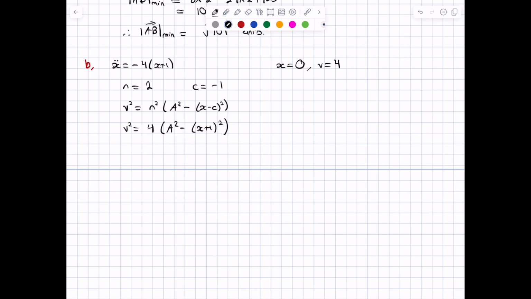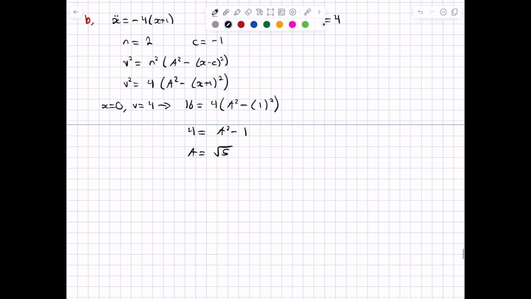So I'm going to sub that into this equation. When x is 0, v is equal to 4. And I'll get 16 equals 4 into a squared minus 0 plus 1, which is 1 squared. Dividing by 4 gives 4 equals a squared minus 1. Adding 1 and then square rooting gives a equal to positive root 5, because a is the amplitude, so it's defined to be positive. Okay, so what that tells me then is that I have an amplitude of root 5.